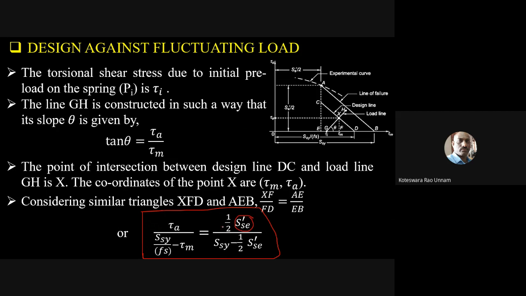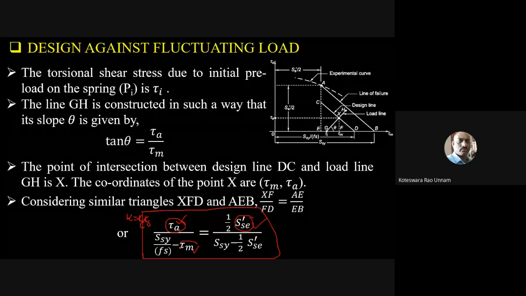So for a given material you can find out the ultimate. This SSE dash is the endurance shear strength against the fluctuating load, tau A is the amplitude stress and tau M is the mean stress. We need to calculate tau A based on the amplitude load, and while calculating it you need to apply the correction factor K, which is the product of Kc and Ks. K being the product of Kc and Ks means it includes both the effect of direct stress as well as the effect of curvature.